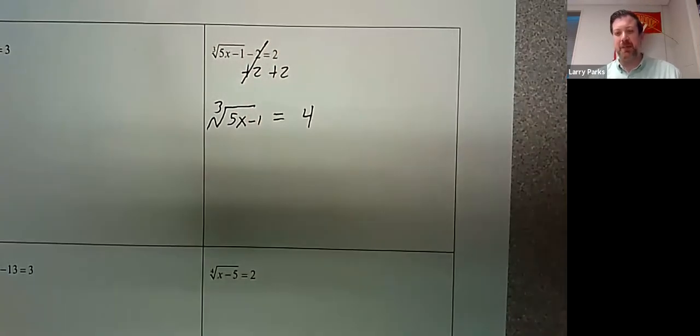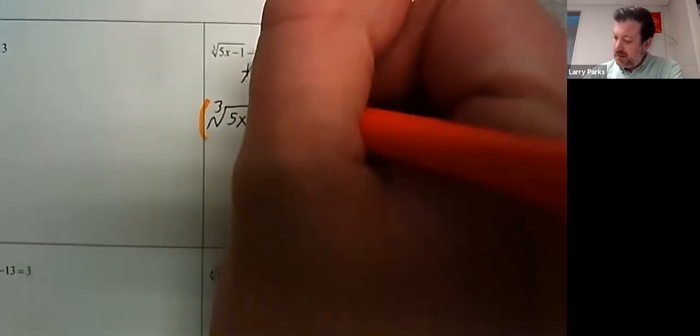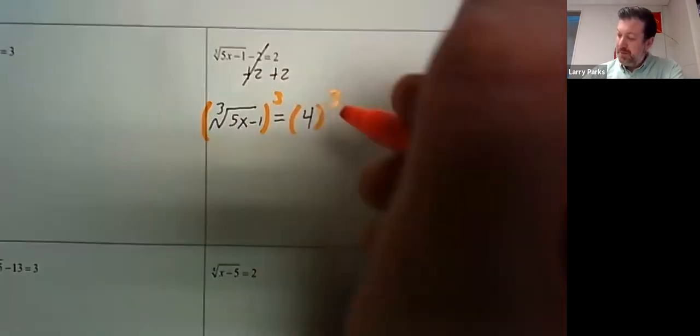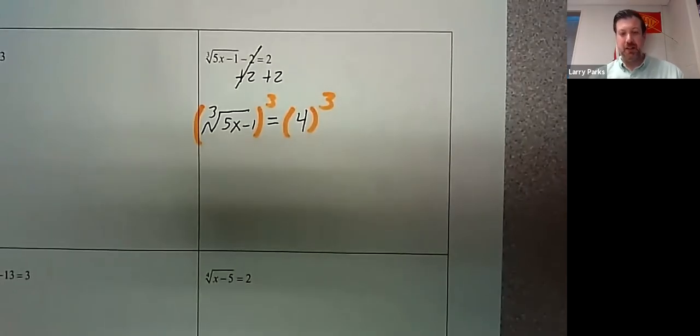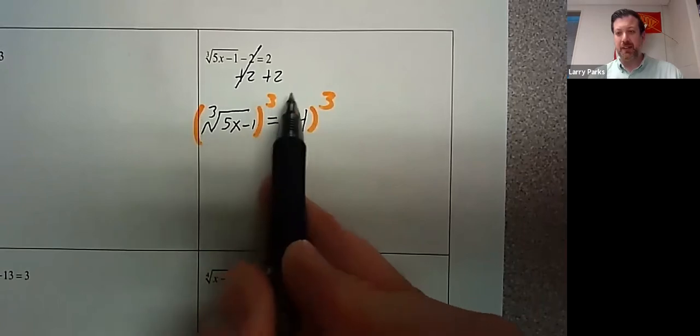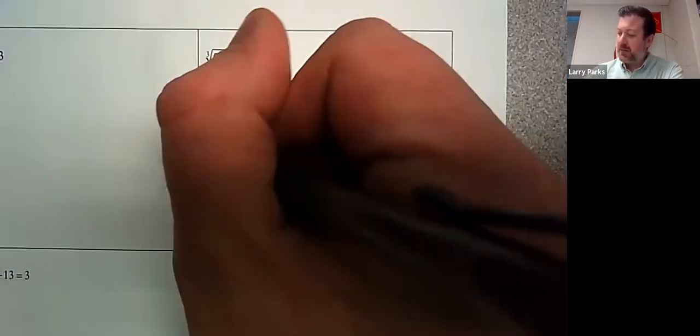Now this is where you have to be careful. We've been squaring every side, but we can't square both sides this time. We need to raise both sides to the third because the index is 3. The 3 and the cube root cancel. So I'm left with 5x minus 1 over here.